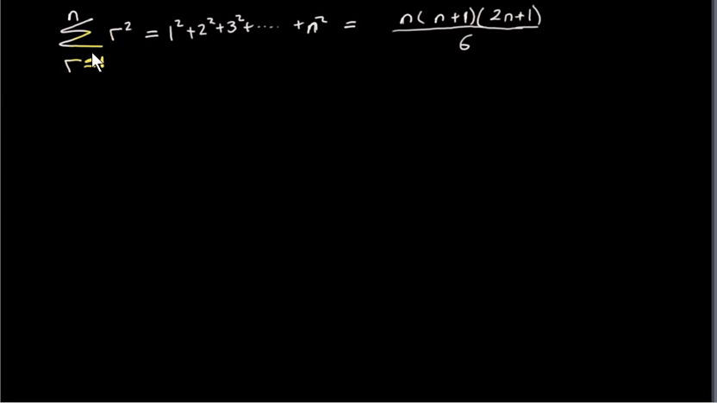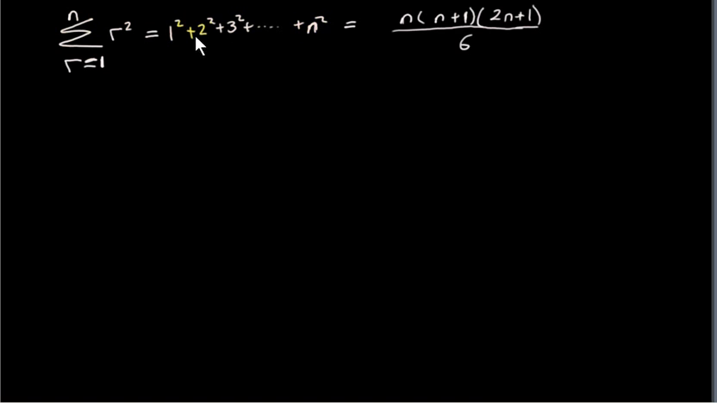The sum of the squares of the first n natural numbers can be written like this: sigma r equals 1 to n of r squared. And here it is. We put 1 in for r, we get 1 squared. Then we put 2 in for r, we get 2 squared. Then 3 in for r, we get 3 squared. And so on up to r equals n. So the last term is going to be n squared.